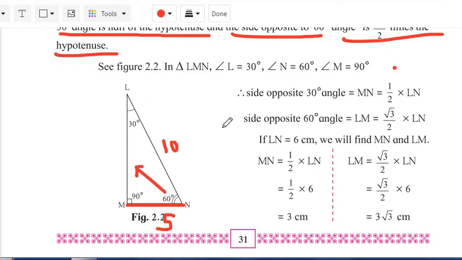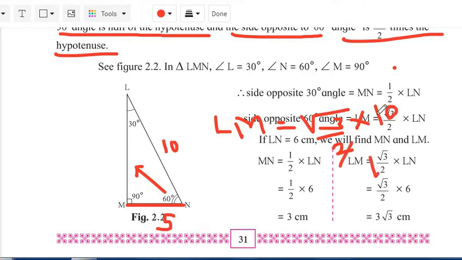LM is equal to root 3 by 2 times the hypotenuse. Hypotenuse means LN, and the value of LN is 10. That means root 3 by 2 times 10. 2 1s are 2, 2 5s are 10. That means LM is equal to 5 root 3.